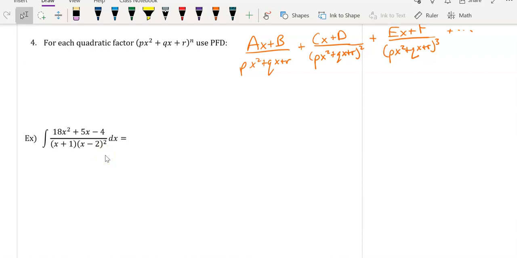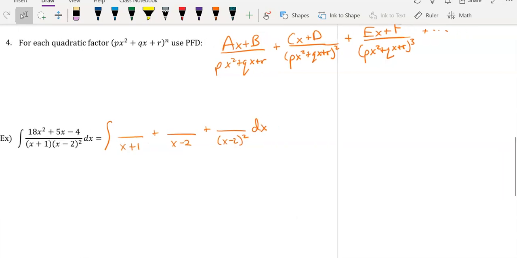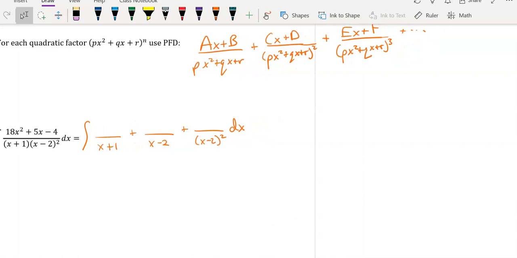Okay, so we're going to decompose this as something over x plus 1 plus something over x minus 2 plus something over x minus 2 squared. Okay, and like before, I'm going to move over here to do the algebra. So we have 18x squared plus 5x minus 4.